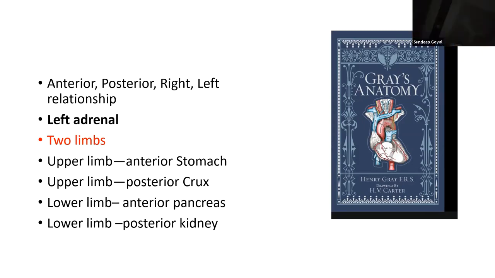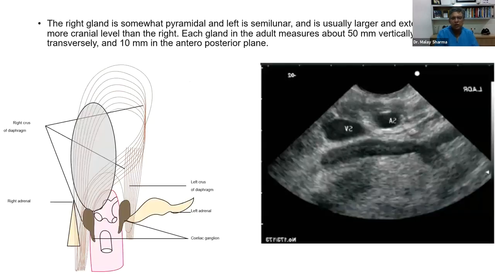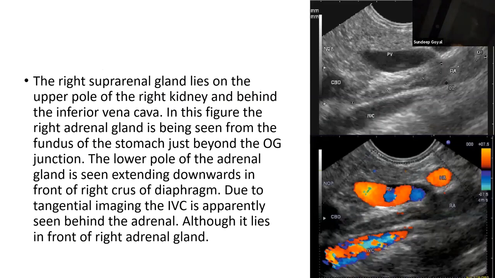And in Gray's Anatomy and in many books, you will find the anterior relationship, posterior relationship, right relationship, and left relationship. For example, this is the adrenal gland that you see. And for the adrenal gland, you have to find out what the right adrenal gland relationship is, what the left adrenal gland relationship is. Again, the adrenal gland, as we see, is in relation to the inferior vena cava.